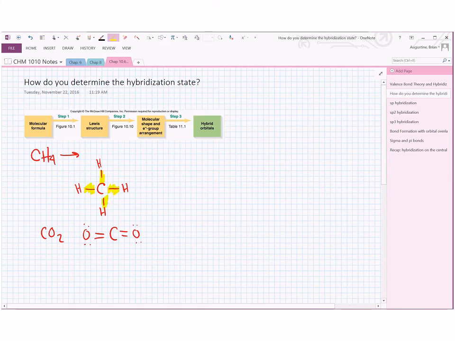This guy has 4 groups. This guy has 2 groups. You might be saying, well, wait a minute, those are double bonds. Remember, a double bond counts as 1 electron group, 1 region of electron density. All right, so this one has 2 groups. This one has 4 groups.